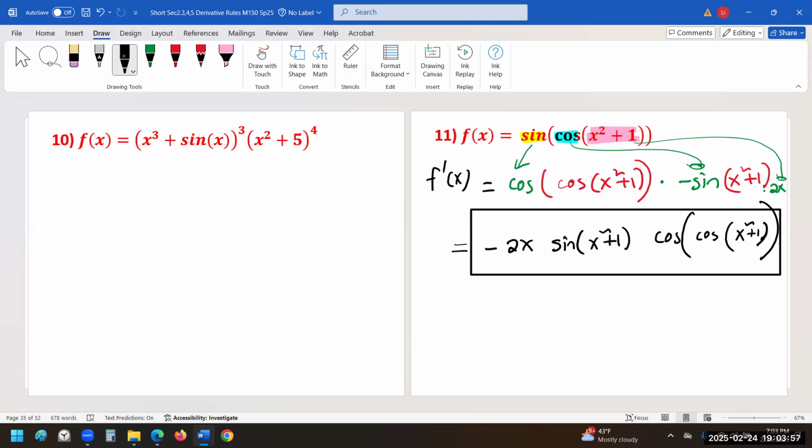Question. What do you think? So which one is easier? Power rule, product rule, quotient rule, or chain rule? What do you think? What do you prefer? Product? That is true. Product rule is the easiest one. And then quotient or chain? Which one? Chain?